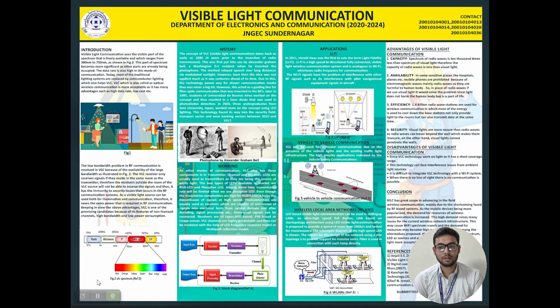Hence, to overcome the drawbacks of RF communication, we use visible light communication. The low bandwidth problem of RF communication is resolved in VLC because of the high bandwidth offered by visible light communication. The VLC receiver only receives the signal if it resides in the same room, because a VLC system cannot penetrate the wall, hence making it secure as compared to RF communication.